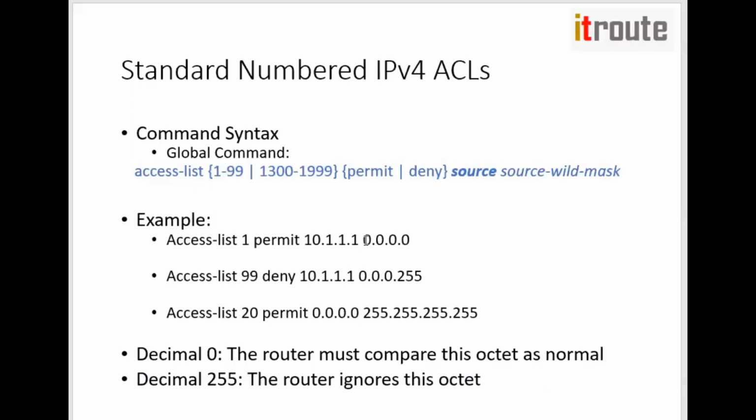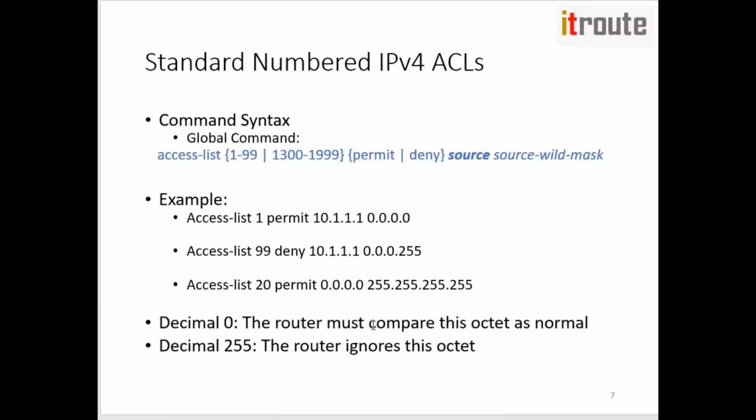After that, we have one thing called the wildcard mask. Source wildcard mask. What is a wildcard mask? A wildcard mask is 0 and 1. These two things are important in a wildcard mask. If you look at 0, the router must compare this octet as normal. And if it is 255, the router ignores this octet. So there are two things in here. In this scenario, if you put 0.0.0.0, the router will compare each of the octets. It will match exactly each of the octets in here.